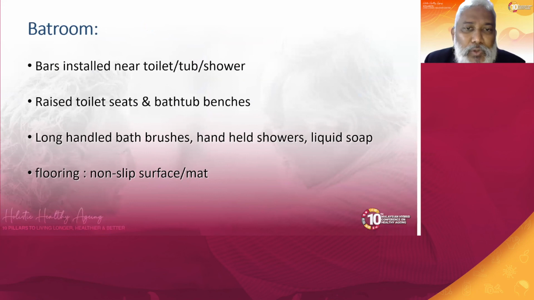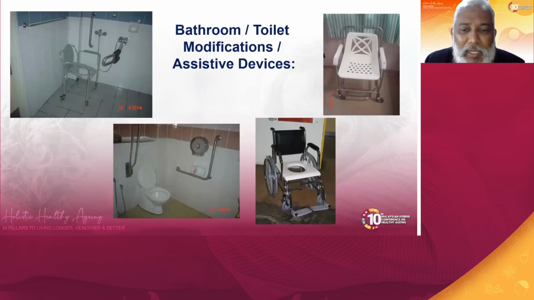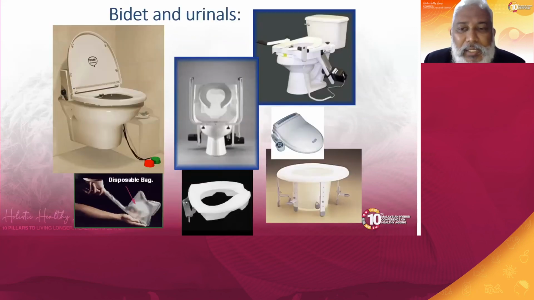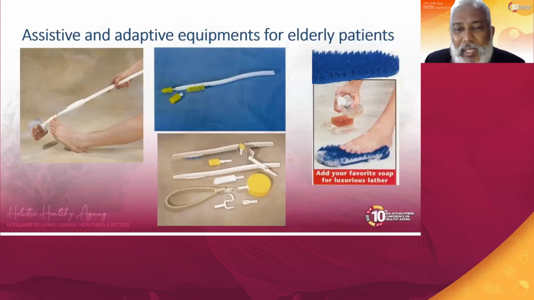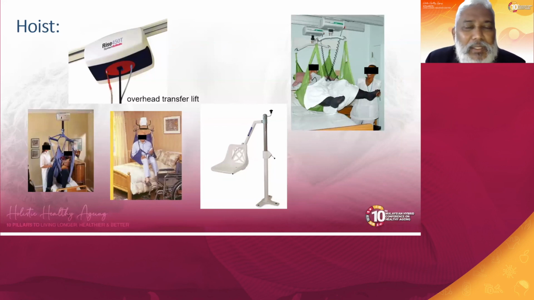Okay, the bathrooms and also the toilet facilities. These are some of the bidets and urinals that can help the elderly patient to easily use them and wash up, clean themselves after toileting. Some raised toilet seats are also available. And these are aids and adaptive tools for them to care for the skin and the legs which can't be reached.